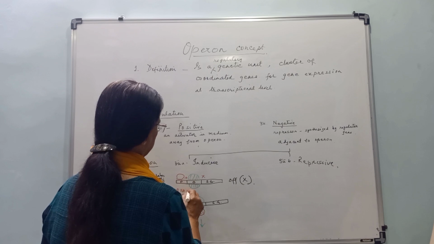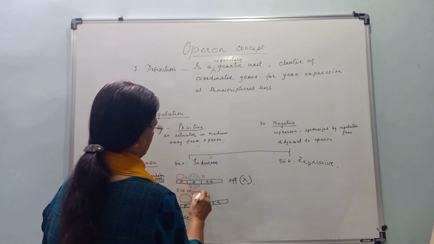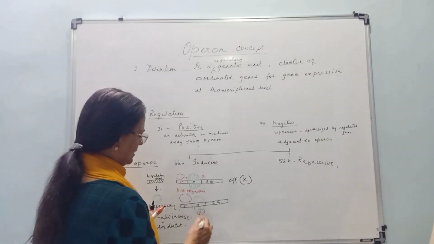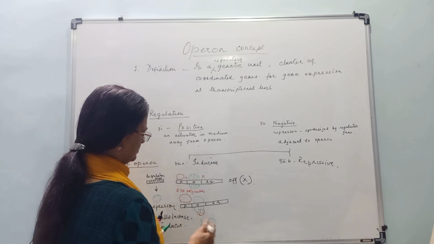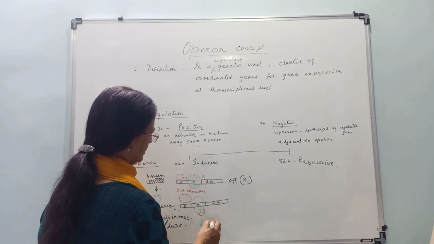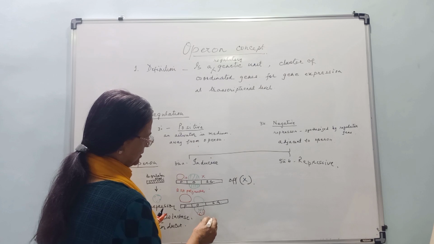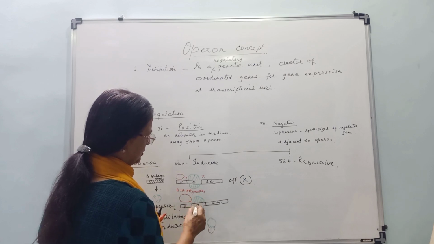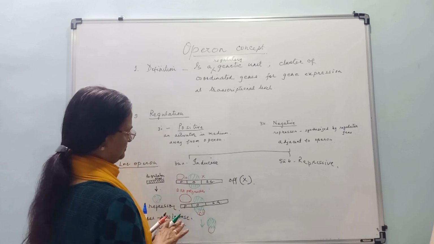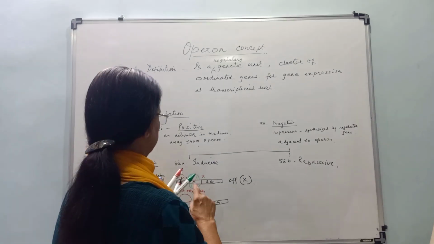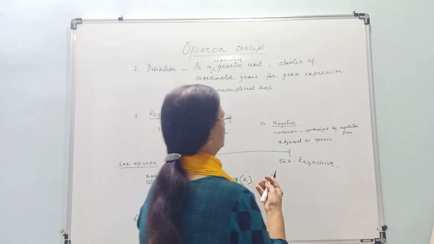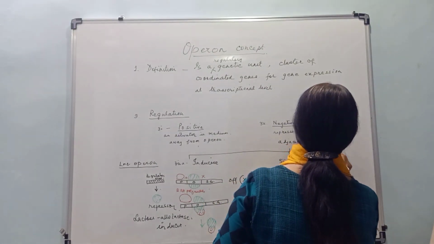to start and continue protein synthesis. So this drops off, falls off from the operator, making the path clear for the RNA polymerase to carry on gene expression. This is inducive type. Now the repressive type is also found in the operon.